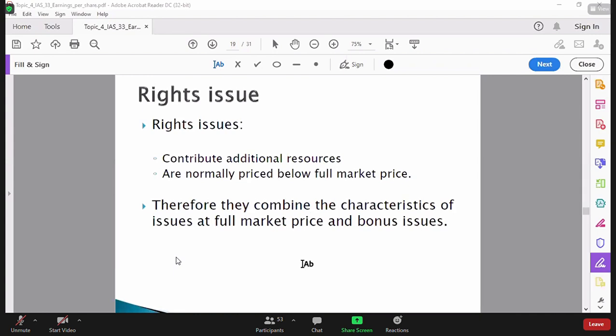Rights issue. What did you say about rights issue just now? It is given to existing shareholders, but it has a price. The price is usually below the full market price. It is different from a bonus issue. A bonus issue is given free, with no amount of money the shareholders have to pay. But with this one, they contribute additional resources, specially to the existing shareholders, and the price the shareholders need to pay is below full market price. Therefore, it combines the characteristics of an issue at full market price and a bonus issue.